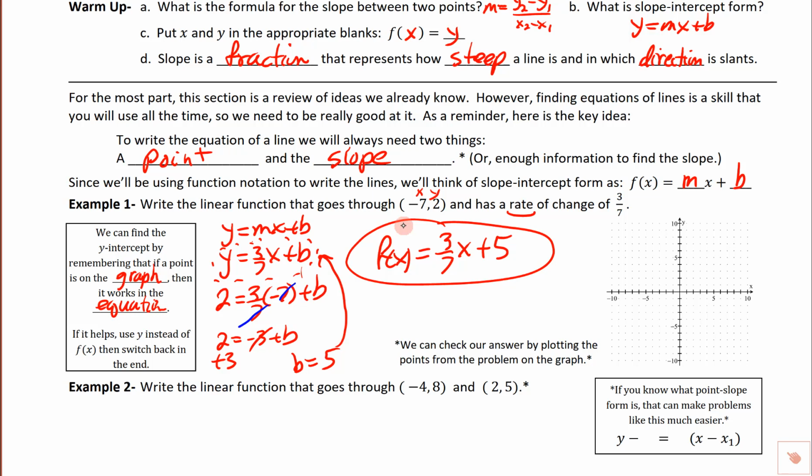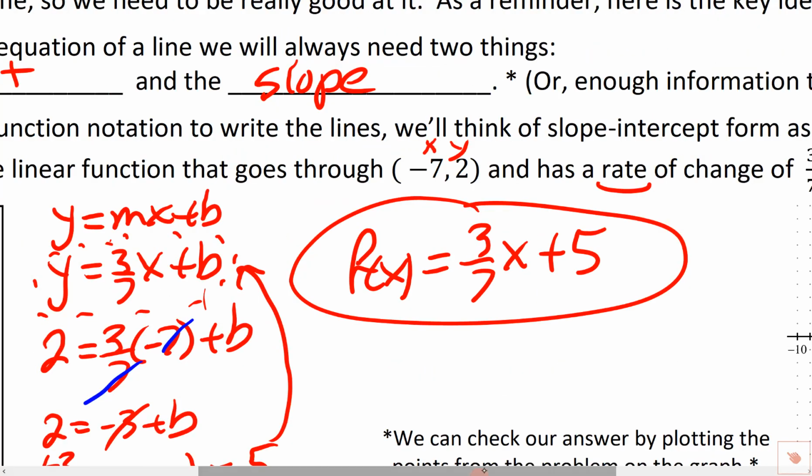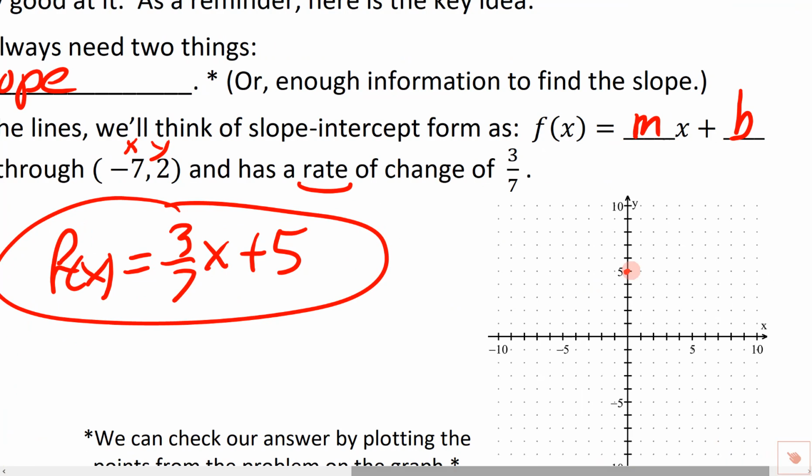Okay. Now you might recall that one way that we can check and make sure that we got our answer right is we can actually plot the point. So I'm going to draw this graph right here. This one's going to cross at 5, and maybe we'll zoom in on this one just a little bit so we can see. The slope is 3/7. So that is rise 3, and we would run 7. So that's going to be right there.